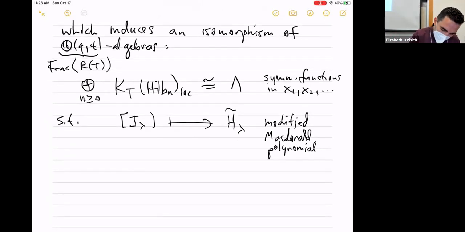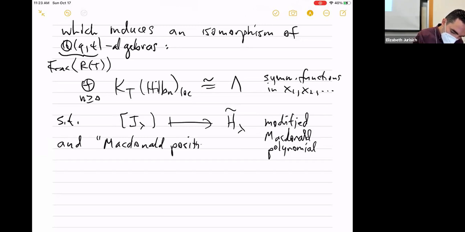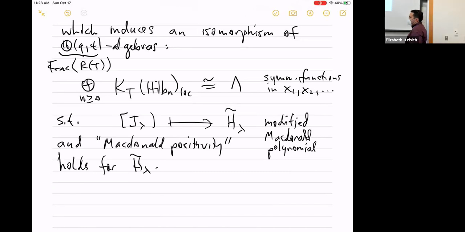In particular, this has what's called Macdonald positivity, and that was a major conjecture of Macdonald. So Macdonald positivity holds for H tilde. Macdonald positivity was one of Macdonald's famous conjectures at the beginning of the subject. And Haiman's approach led to a proof of that conjecture using this geometry. Okay, so there's some higher vanishing going on that explains the positivity of H tilde lambda.